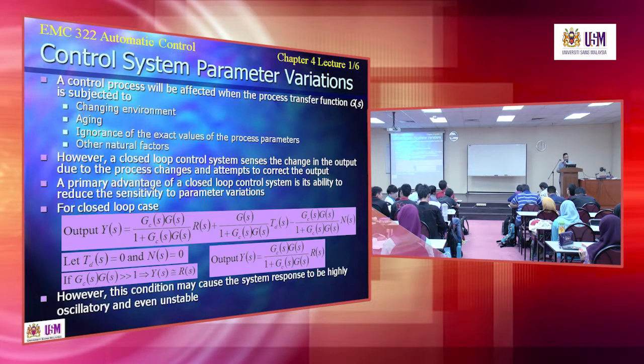However, this condition may cause the system response to be highly oscillatory or even unstable. We can make the system such that this becomes very, very big compared to one. But if we do this, the oscillation will be more frequent and the system sometimes becomes unstable. Boleh tu boleh, tapi at the end kalau dia jadi tak stabil memang jadi tak guna jugalah. Jadi sebab tu it is impossible sebenarnya untuk kita nak buat yang ini much bigger than this.